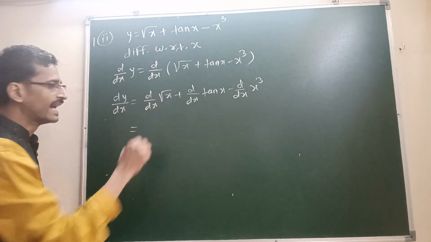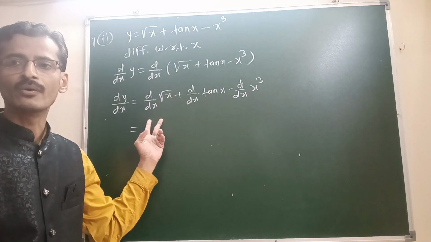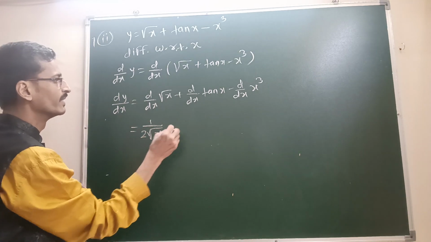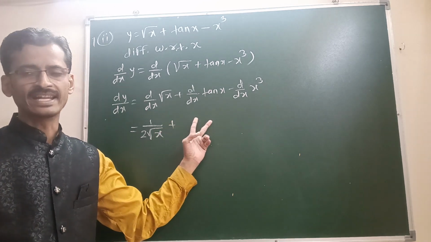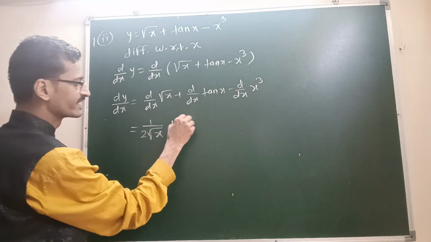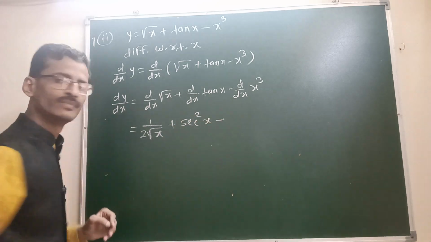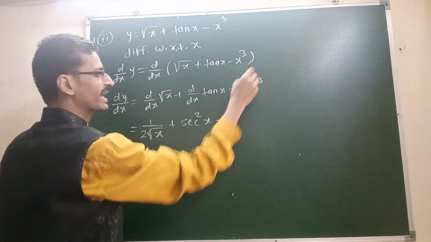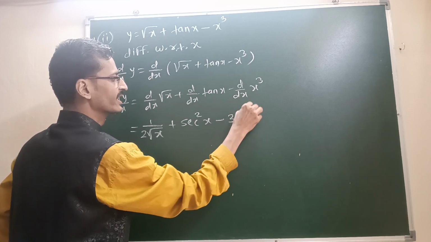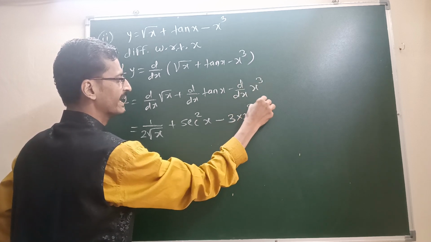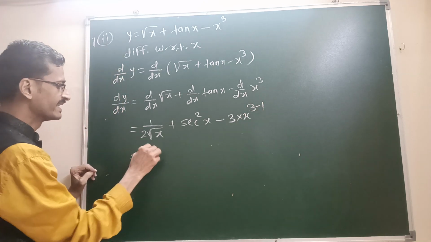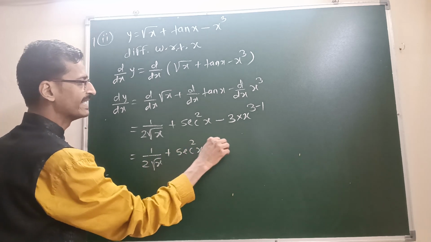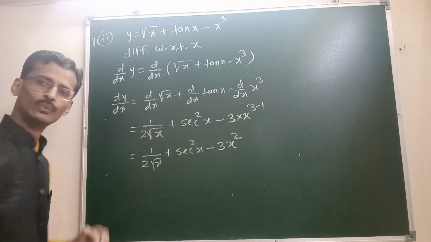Okay, now we know that d by dx of root x is what? 1 upon 2 root x. So write 1 upon 2 root x plus d by dx of tan x. What is that? Sec square x. So write here sec square x. Now this is x raised to n type. So n is here 3. So x raised to n becomes n into x raised to n minus 1, that is 3 minus 1. So answer is 1 upon 2 root x plus sec square x minus 3 x raised to 2. Okay.